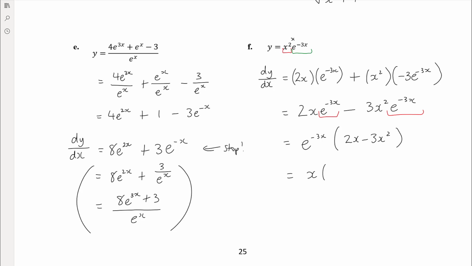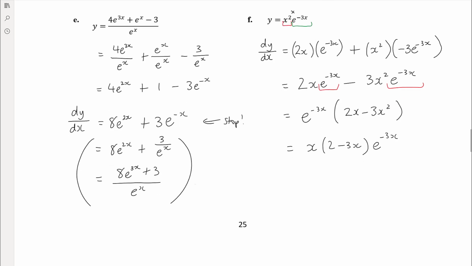So you might write it as x, 2 minus 3x, and then e to the negative 3x. And if you're trying to solve the derivative equal to 0, you need to factorise it to be able to solve it. Whilst you've answered the question at this point up here, this point down here is often something that's easier to work with. So being able to make those steps is key.